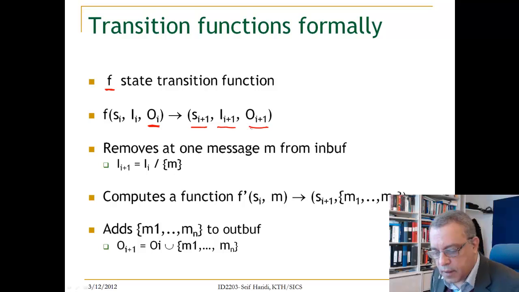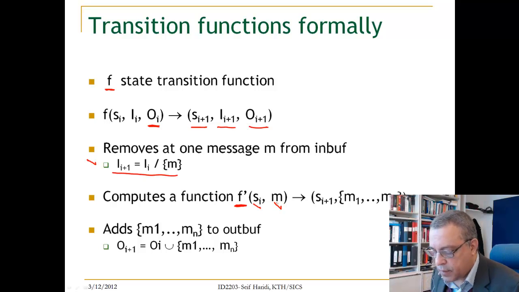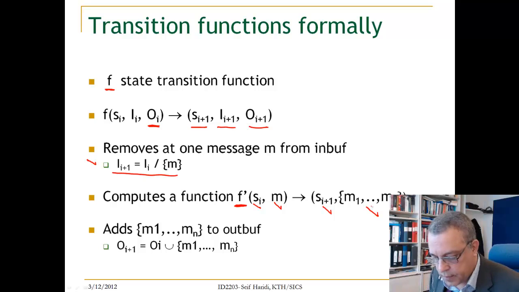And how does it do it? It removes a message from the input buffer, computing a local function. This function takes the input state and the message removed from the input buffer and produces a pair, which is the output state, the resulting state, and a set of messages that it has produced to send. Then it adds the set of messages to the output buffer. Okay.